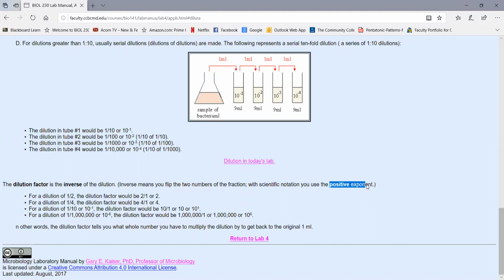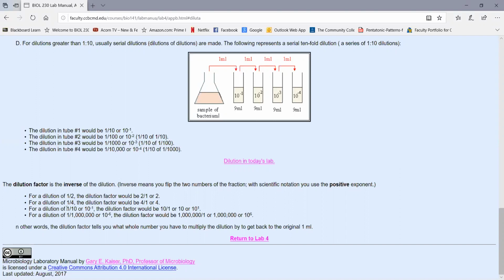If you're writing it in scientific notation, the inverse of a negative exponent will be a positive exponent. So if we go back to our samples up above, if the dilution was 1 to 2, the dilution factor is the inverse of that, 2 over 1 or 2. And that makes sense because this tube has half as many bacteria as the original sample, so the original sample must be 2 times that. If we had a dilution of 1 to 4, then the dilution factor is the inverse, 4 over 1. That's 1/4 the real number, so the real number must be 4 times that.